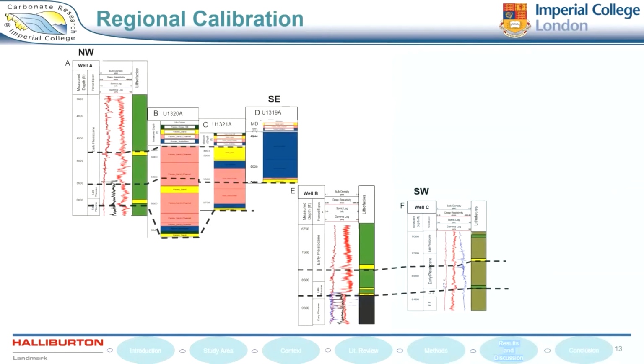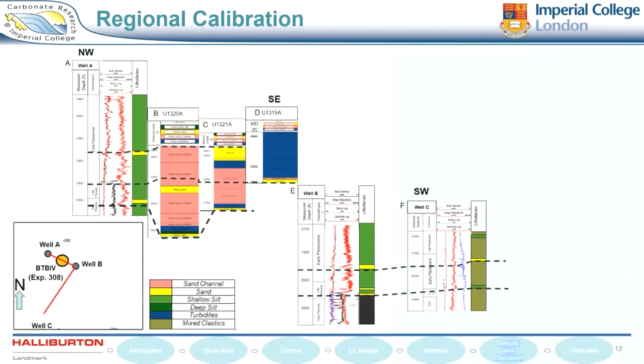The regional calibration, the wells A to C were interpreted using the resistivity, the sonic and the gamma ray, and correlated across the section, and you can see here.